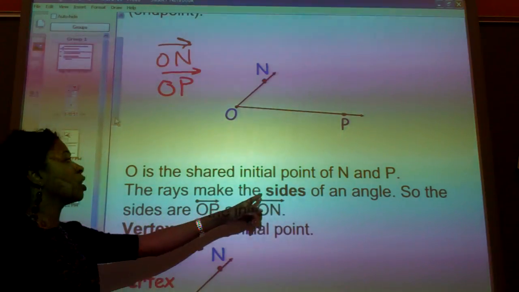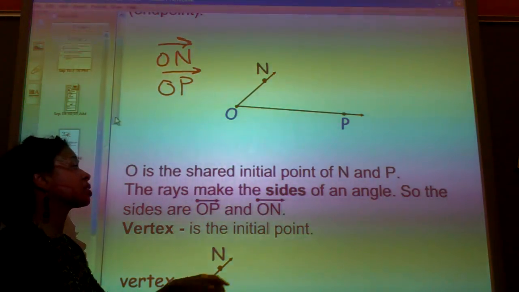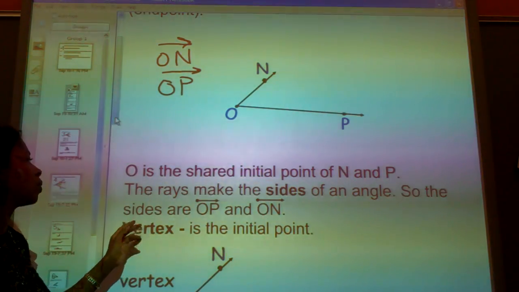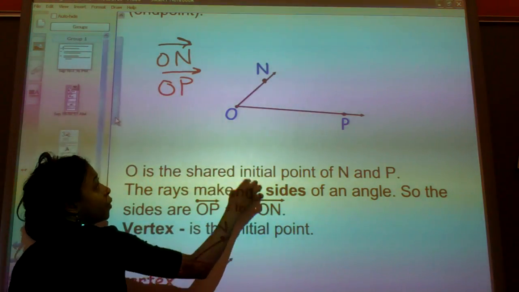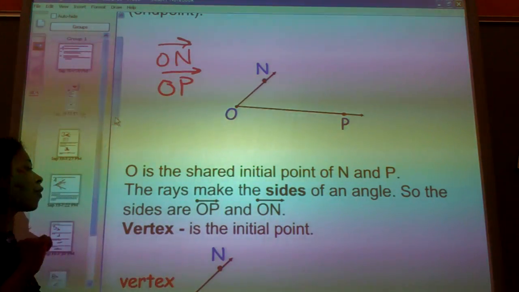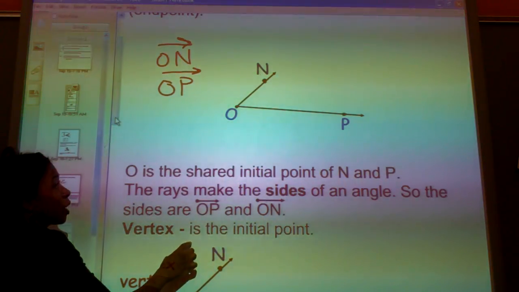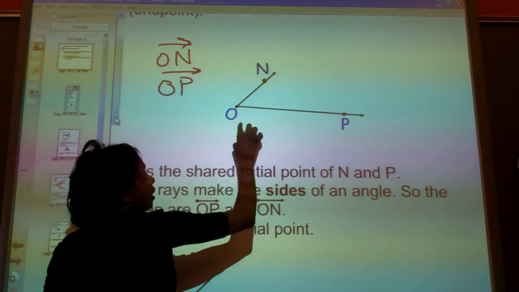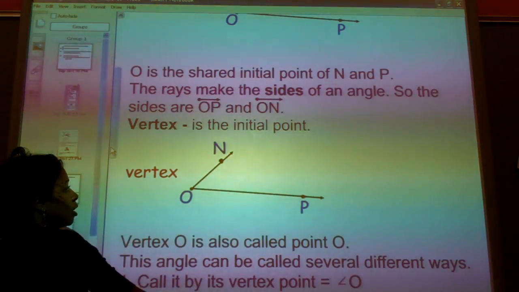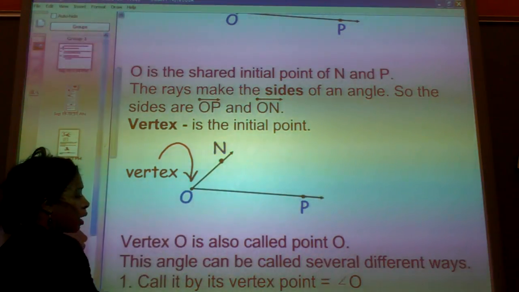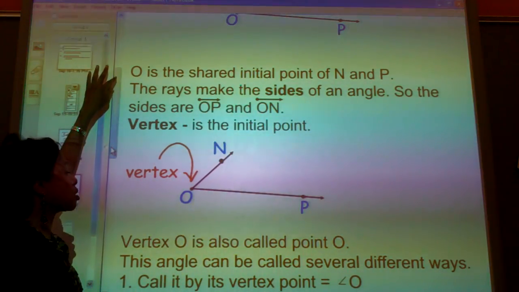So O is the shared initial point. Again, as I stated, N and P. The rays make the sides of an angle. So the two rays that we have are ray OP and ray ON. The vertex is what we call the initial point. So the vertex on this particular angle, angle NOP, is vertex O, as we see here. There's your vertex O, which is also called point O.